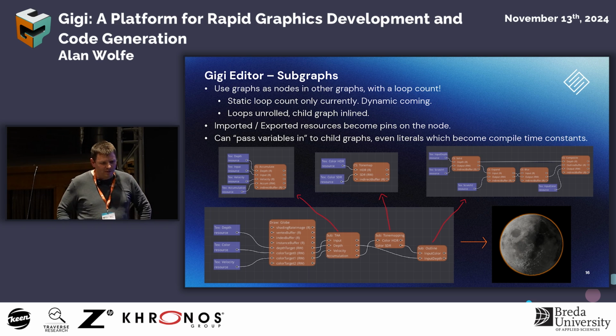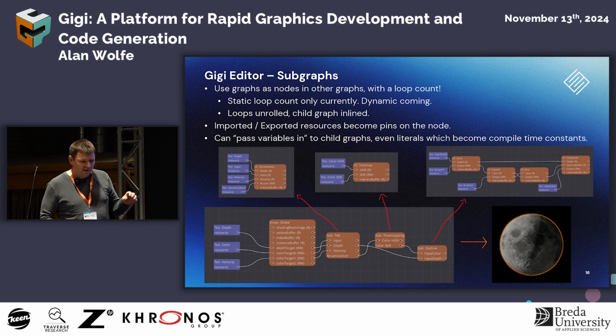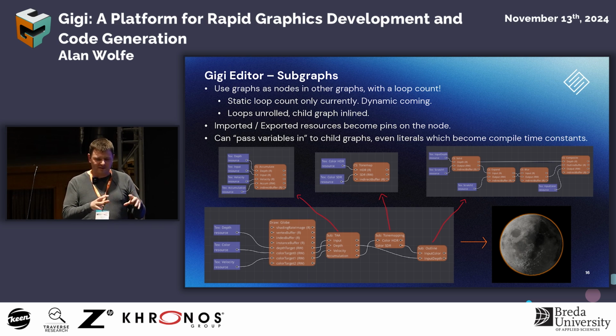The other thing I was talking about earlier was there's a subgraph node in Gigi that lets you use other graphs as subgraphs for modular reuse. They also support having a loop count, which lets you run it multiple times. Unfortunately, they're only static, compile time loop counts right now. They're not dynamic, but that's coming. How it works right now is that the loops are unrolled, so if you say to run a subgraph 5 times, it will clone that 4 times to get 5. And then it will inline that child graph, so all the nodes that were in that graph will be part of the parent graph, and then it'll all be processed together.